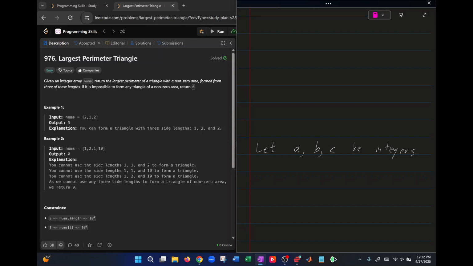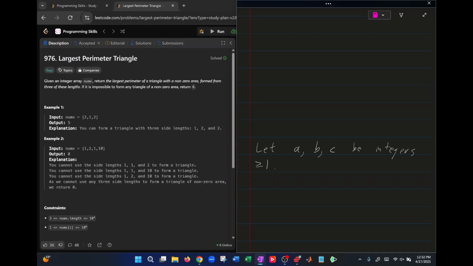3 of these lengths. Yeah, so it does say each of these values is going to be at least 1. So no dealing with what it means to have a negative length. The integers are greater than 0, or greater than or equal to 1.